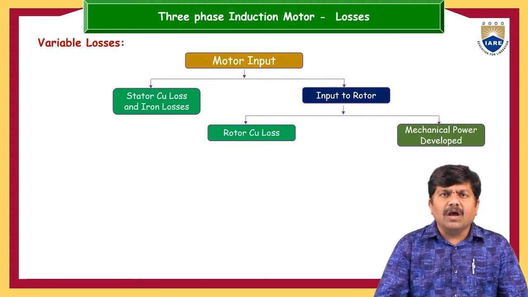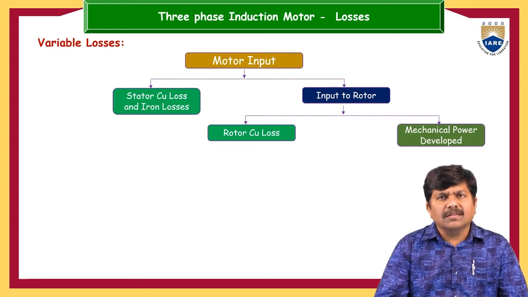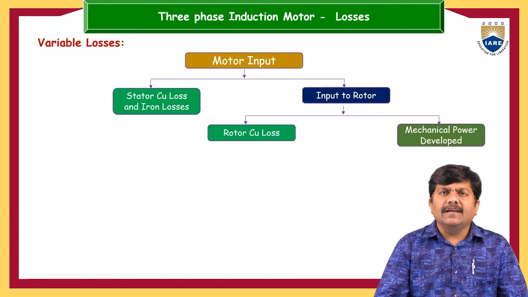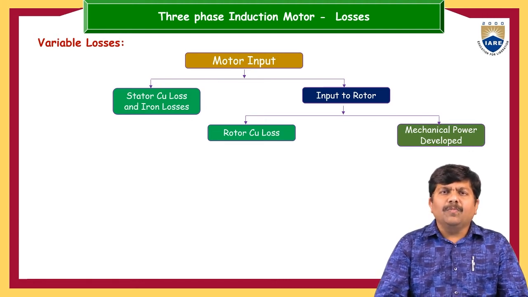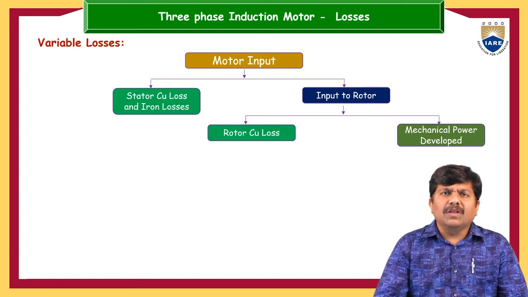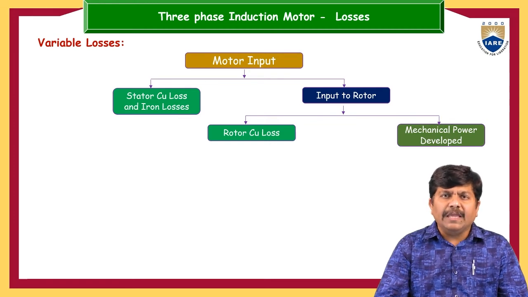But rotor copper losses are the losses that occur in the machine because of the flow of rotor current. The rotor current is also the load current. So if the load changes proportionally, the rotor currents also change proportionally. If the rotor current is considerably large in magnitude, rotor copper losses cannot be ignored.